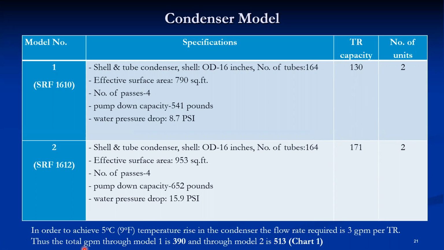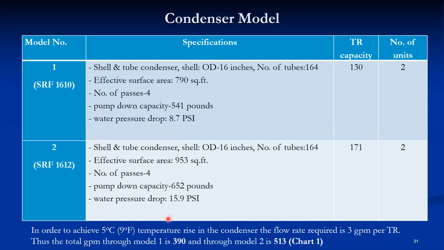Now, in order to achieve this 5 degrees Celsius temperature rise, the gallon required is also obtained from the chart. This is actually a recommended flow rate of gallon per TR. Again, this is selected from the chart. I will attach that chart and how we can select from this chart. So the total is 390 for model 1, that is gallons per minute, and 513 for model 2, actually that is the total mass flow rate required. So accordingly, this information is required for selection of the condenser pump.